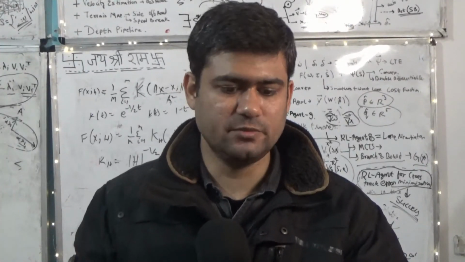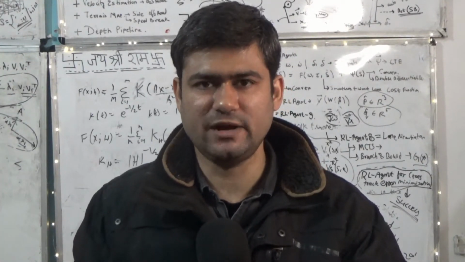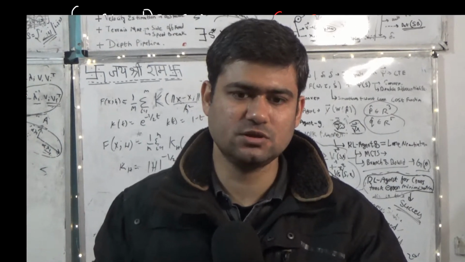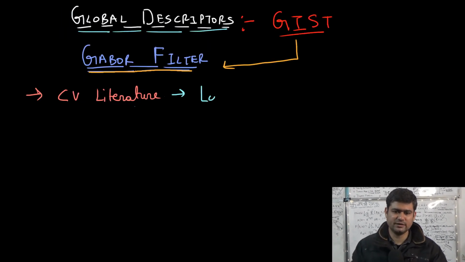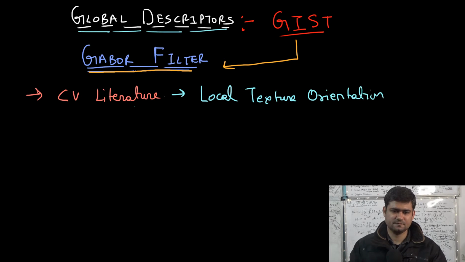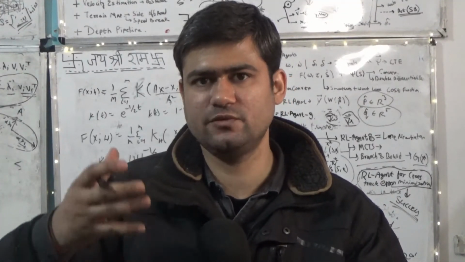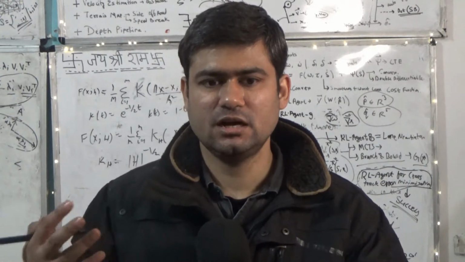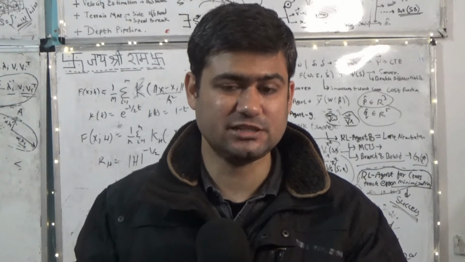If you go through the computer vision literature on Gabor filters, you will find that there are many applications of Gabor filters. For example, a Gabor filter is used to compute the local texture orientation in images. So if you have a patch of an image where there's some texture, and you want to compute the orientation of that texture, then you can use a Gabor filter to compute it.